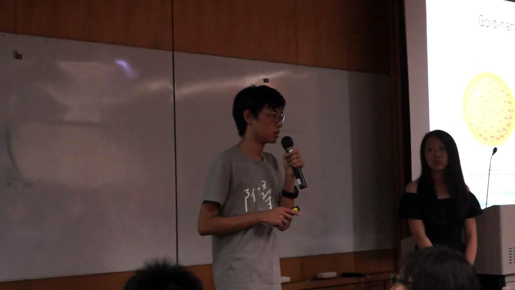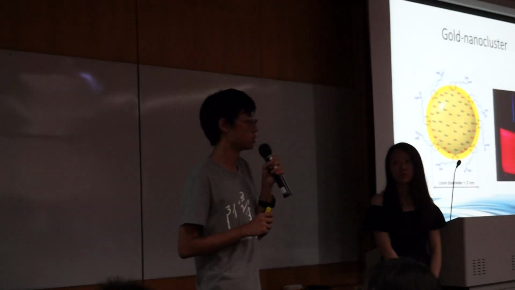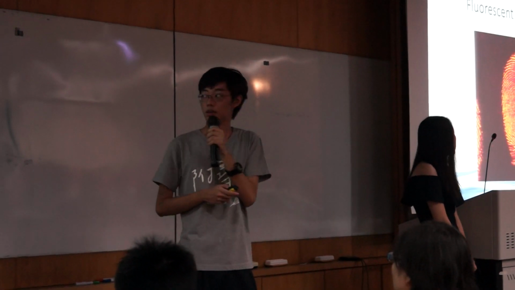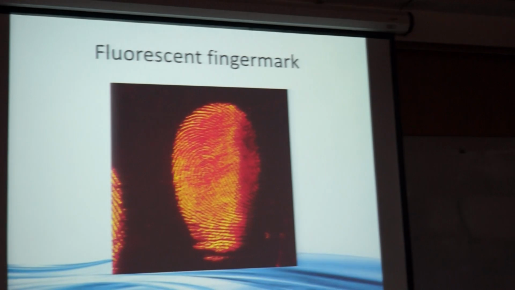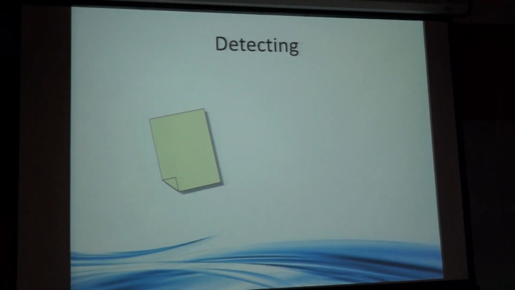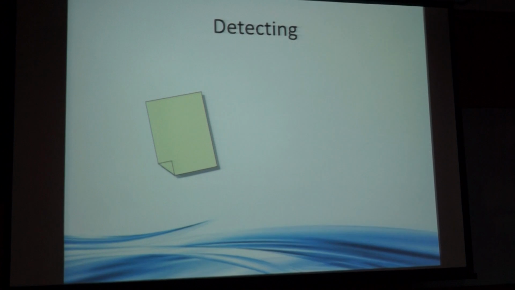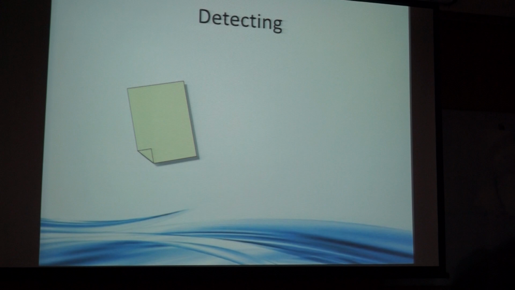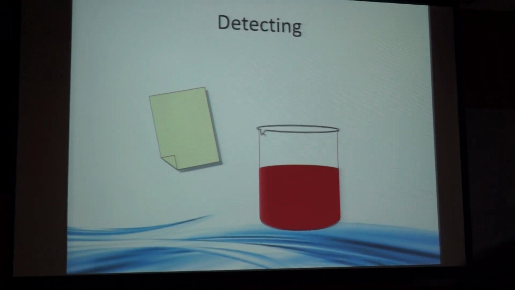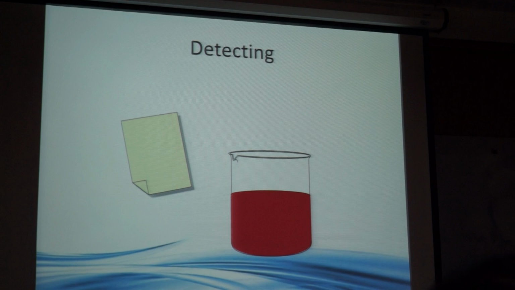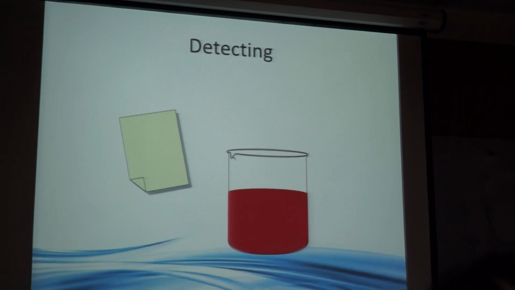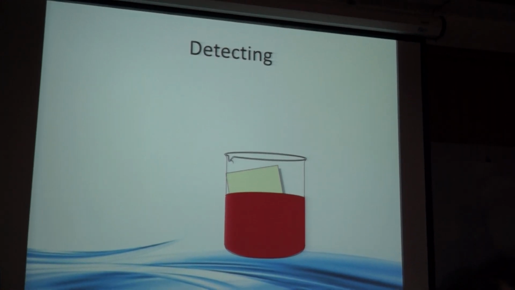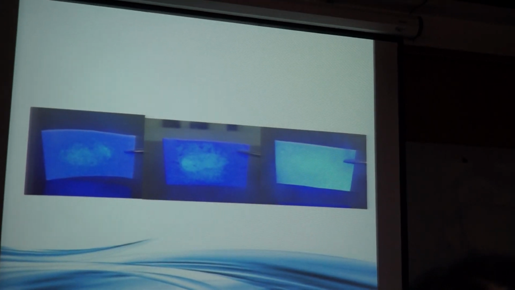The nanocluster is fluorescent. So if we use a nanocluster to detect the finger mark, we might get a fluorescent finger mark. Let's see our experiment. First, we put our finger mark on the paper, actually my finger mark, and then we dip the paper into 3 different kinds of gold solution for 1 hour. And then we put the paper under a UV light. And this is what we got.